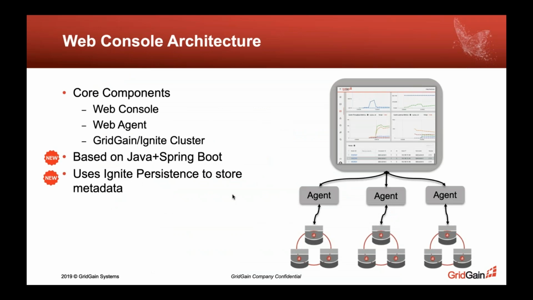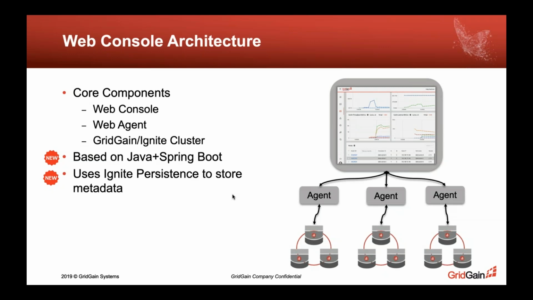So let's talk about the Web Console architecture. And this is where we start to see some of the big changes that came in this October release. At the most simple, there's really just three types of components that are involved in order to manage and monitor a GridGain or an Ignite cluster. One is the cluster, so we must have a cluster running somewhere. The second is an agent.